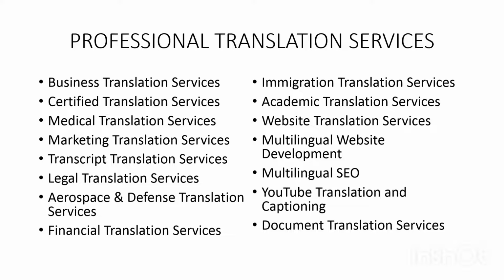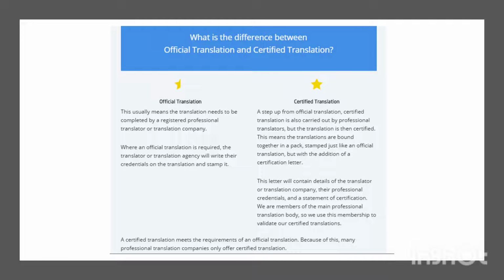Okay, let's move on to the next slide. This is the difference between official translation and certified translation. The official translation is that the translation needs to be completed by a registered professional translator or a translation company. Right now in Pakistan, sometimes AGC asks you to translate your document. So AGC is currently recognizing translations from NAML. So that would be kind of like an official or certified translation.